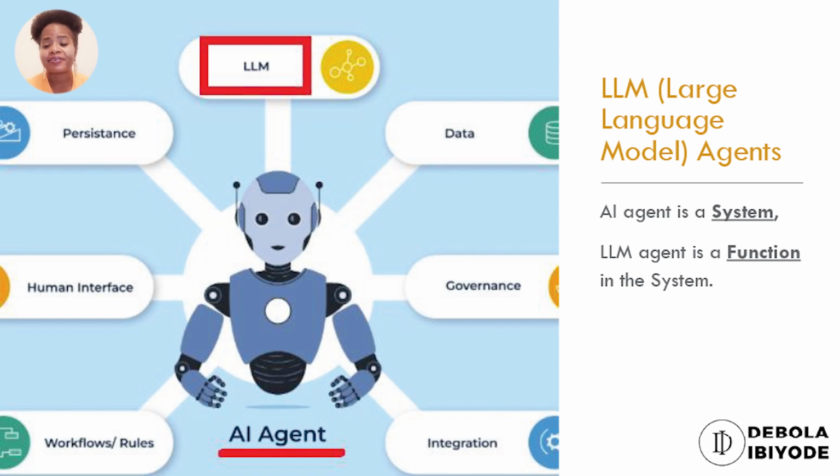So in the diagram that is on screen now, you would see an AI agent. I don't know why it sat like this, but you see it there, and then you see all its functions, and then you see the LLM at the top. It's one of the tasks. When it requires performing any task on natural language, you use an LLM agent. So that's how they interact.